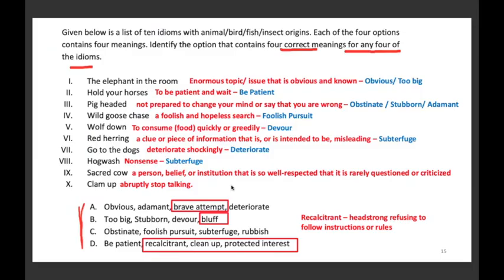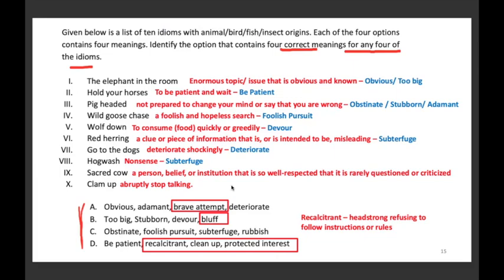Elephant in the room means something obvious or too big. Hold your horses means being patient. Pig-headed means obstinate, stubborn, or adamant. Wild goose chase means foolish pursuit. Wolf down means to devour. Red herring means subterfuge, or a clue or piece of information that is misleading. Go to the dogs means deteriorate. Hogwash means nonsense. Sacred cow means something that is rarely questioned, a person, belief, or an institution. Clam up means abruptly stop talking.